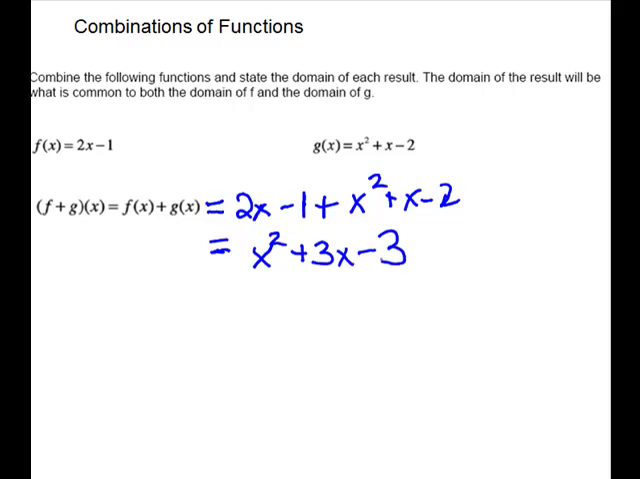The domain of the first one is all reals. The domain of the second one is all reals. You have no place for restriction. So the domain here will be all reals.